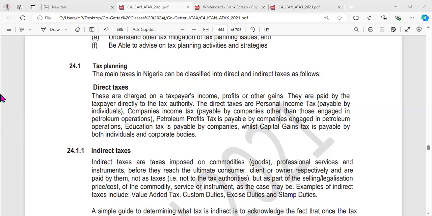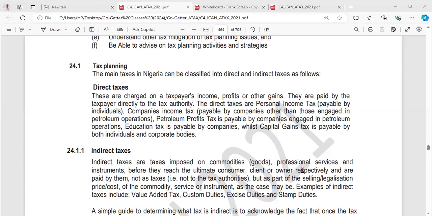Examples are value added tax and custom duties. Custom duties are added to the cost of clearing the goods, so you will not pay it separately, you are paying it together as a cost of the goods. The same thing with VAT, the same thing with stamp duties. For example, you are registering a company and you are paying both stamp duties and the cost of registration, even though you are paying them separately, all of them are part of the cost of doing business.